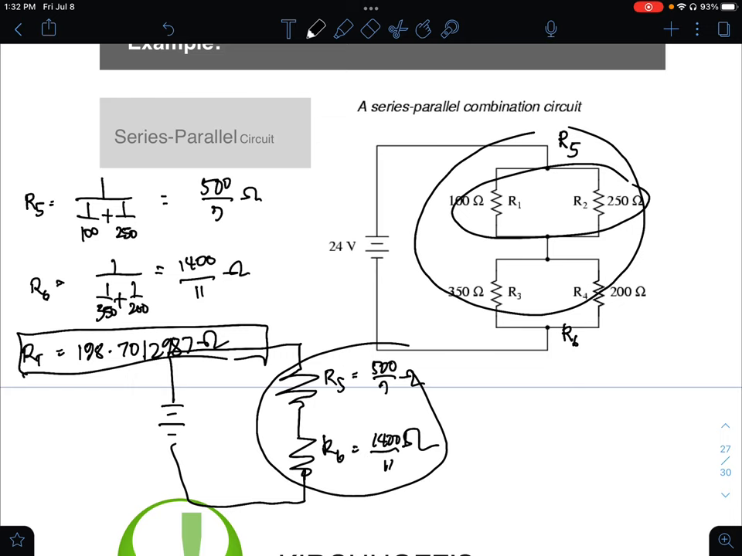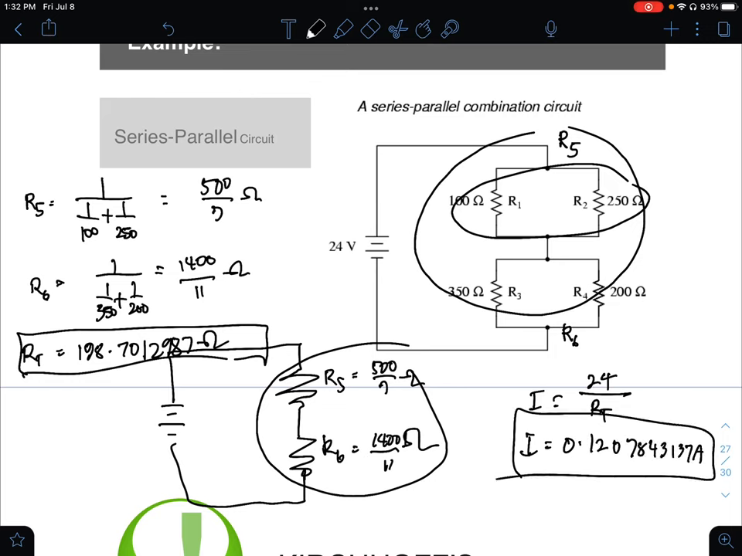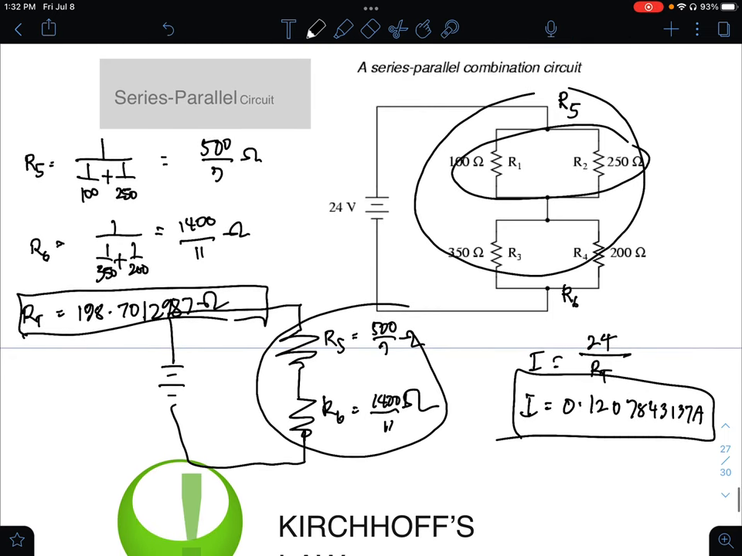And to get the current, I is equal to the voltage, which is 24, over the total resistance RT. So your I is equal to 0.1207840137 ampere. And that is your current.